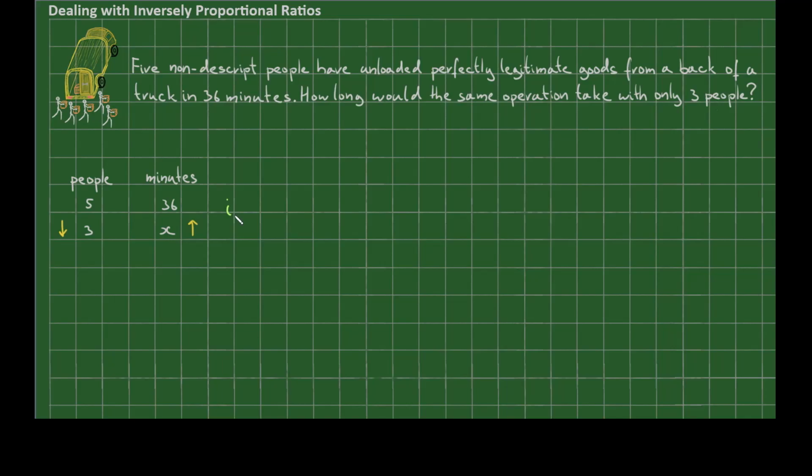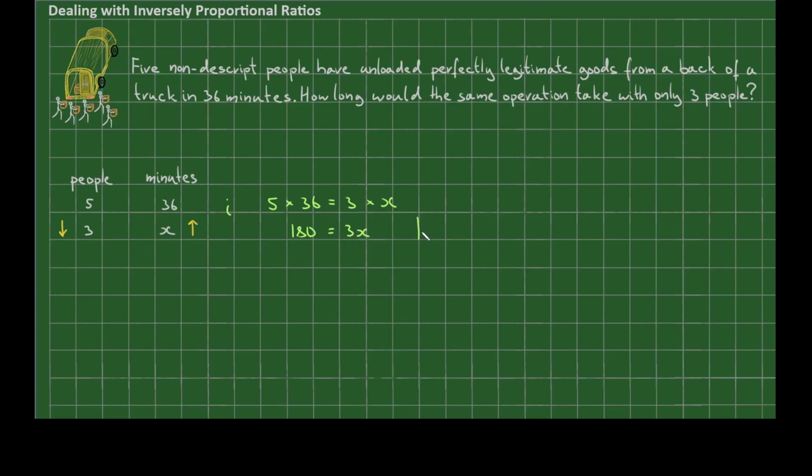Recall that for directly proportional situations, I wrote a little d, and now I'm writing a little i, standing for inversely proportional situations. When I was dealing with directly proportional situations, I was dividing the numbers of my ratios. Now I'm going to do the inverse of division, which is multiplication. I'm going to have 5 multiplied by 36, and that will equal 3 multiplied by x. 5 multiplied by 36 is 180, and over here on the right I will have 3x.